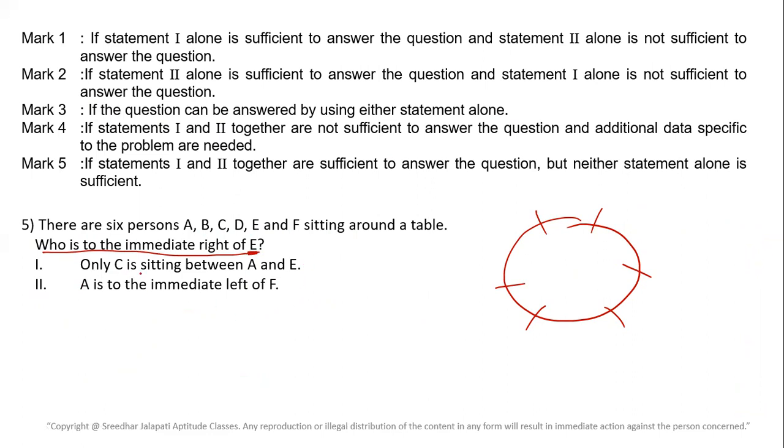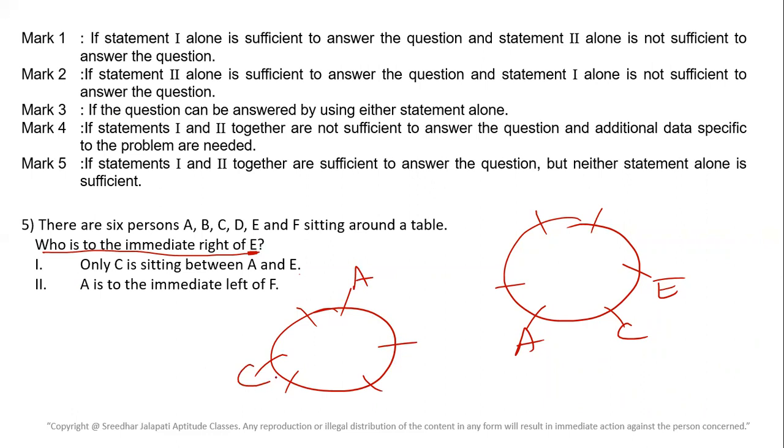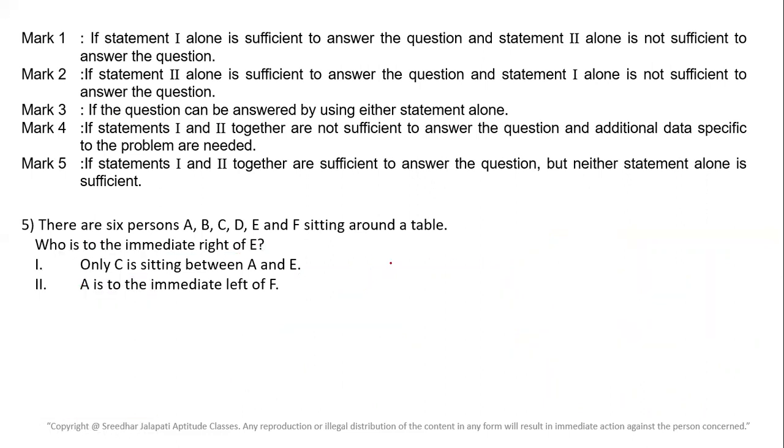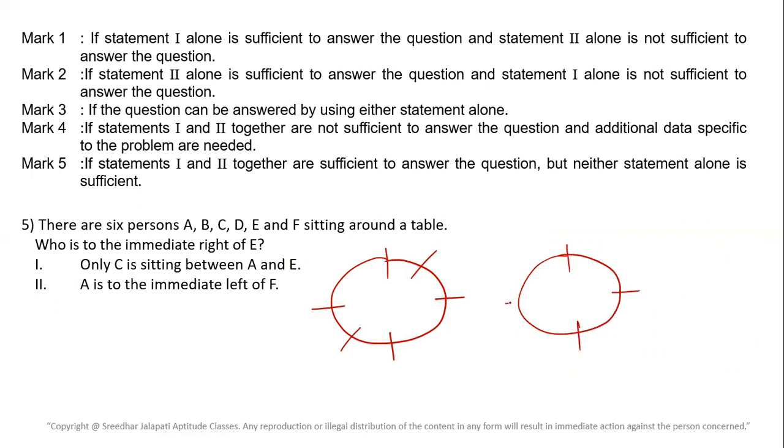First one, only C is sitting between A and E. So from this statement, if only C is sitting between A and E, the situation can be A here, E here, C here. Let me consider in the same manner so that you will understand. 1, 2, 3, 4, 5, 6. So first statement, only C is sitting between A and E. If A is here, E is here, C sits. I can also take E here, A here, C sits here.